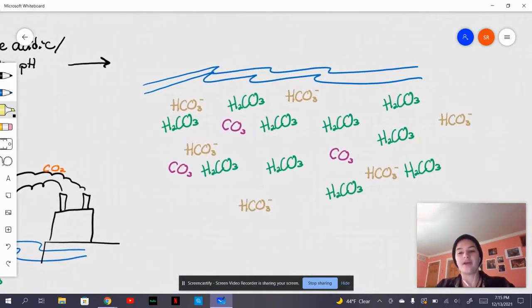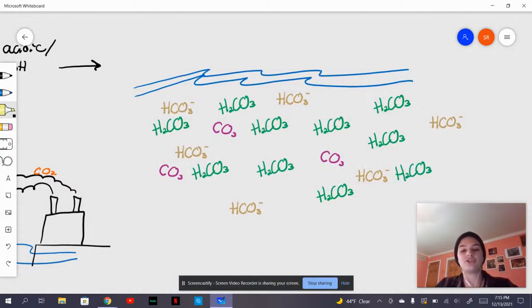However, this effect cannot happen if there is too much carbonic acid. The bicarbonates can still lose their hydrogen ions and become carbonate, but there aren't enough of them to neutralize the acids that are being put in the ocean.